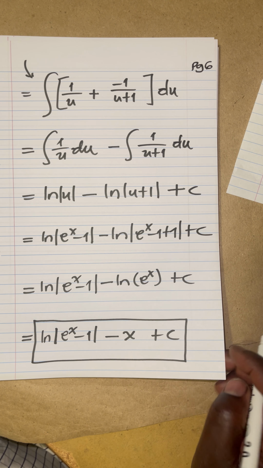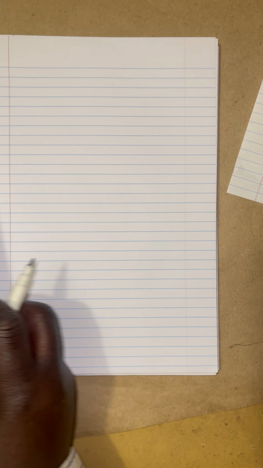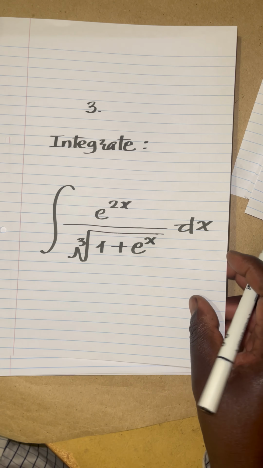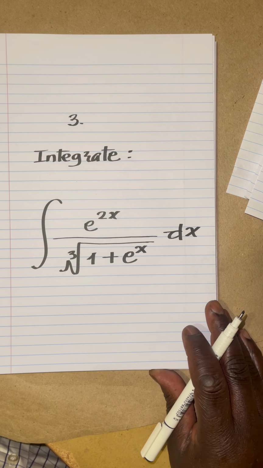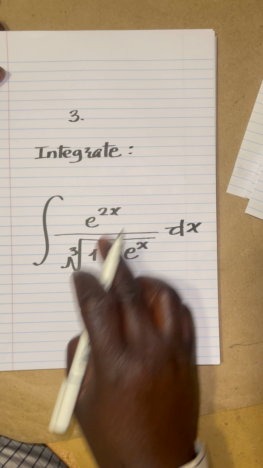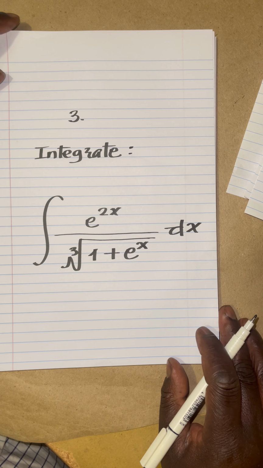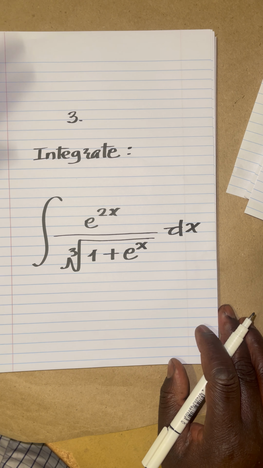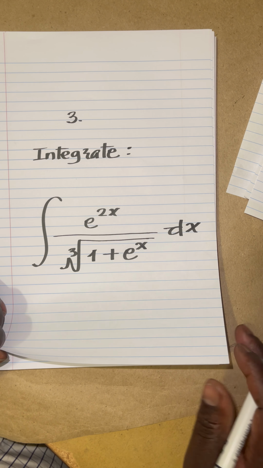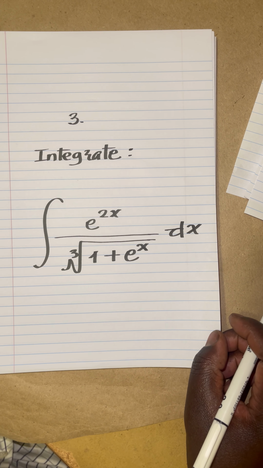I have 15 minutes. Hopefully, I can manage to go through the third integral in this video. Here is the third integral. It's the integral of e to the power 2x all over cube root of 1 plus e power x dx. I hope I can work this one as quickly as I can. Manage to finish it in 3 minutes or 4.